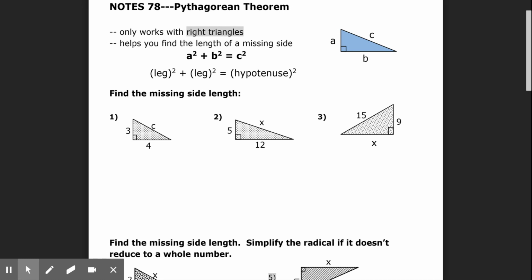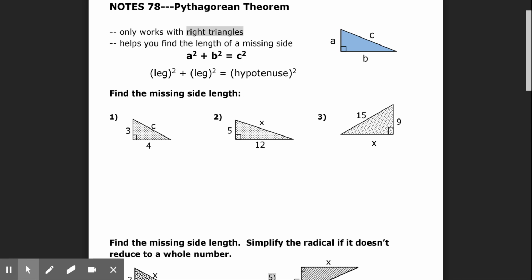It only works with right triangles, and it helps you find the length of a missing side. So the formula is a squared plus b squared equals c squared, where a and b are the two legs, and c is your hypotenuse, which is your longest side. So on 1, 2, and 3, we're going to just practice finding the missing side, just like you did back in 7th, 8th grade math, something like that.